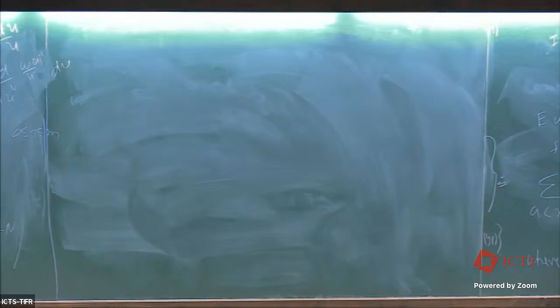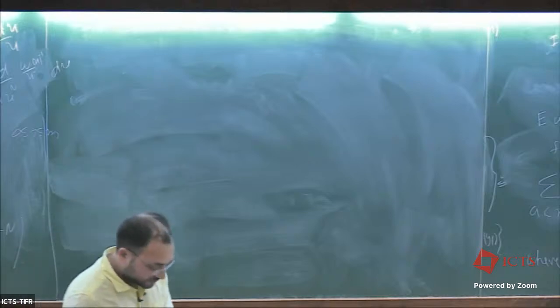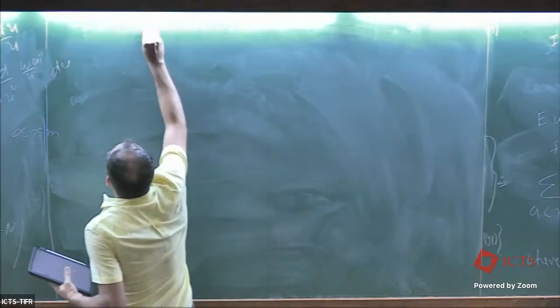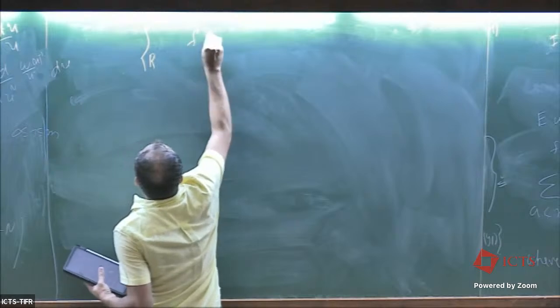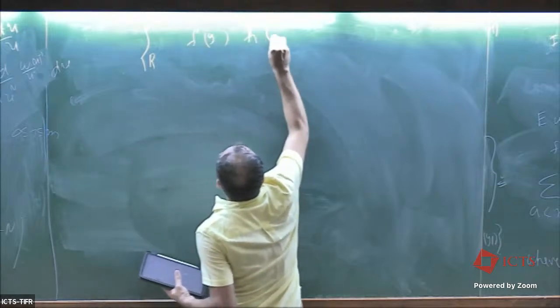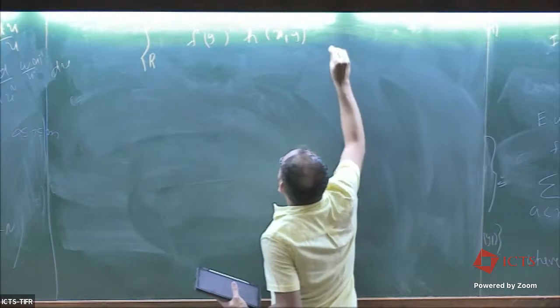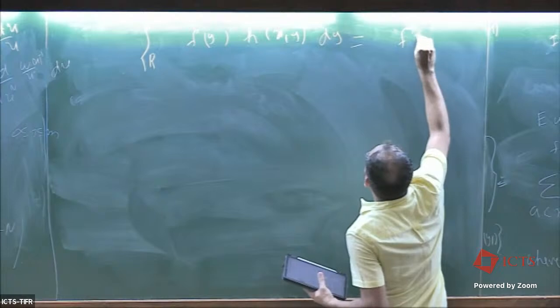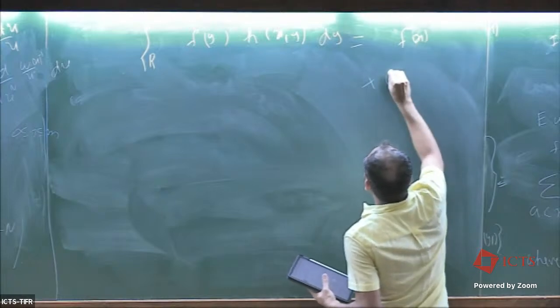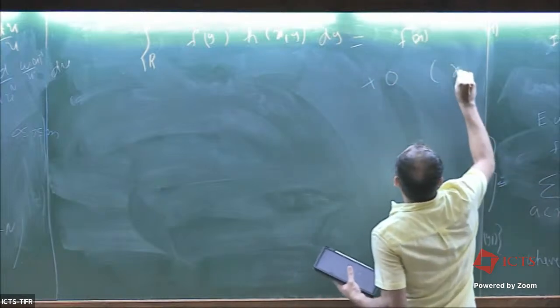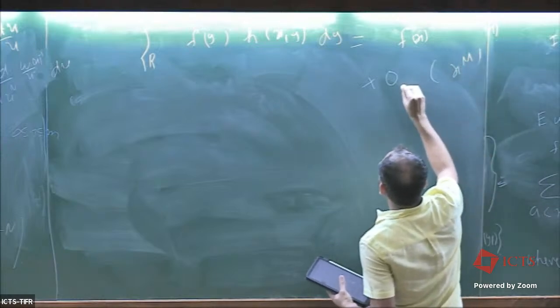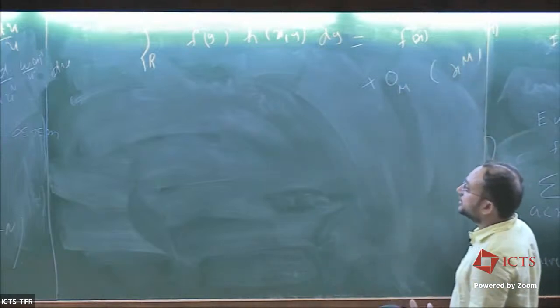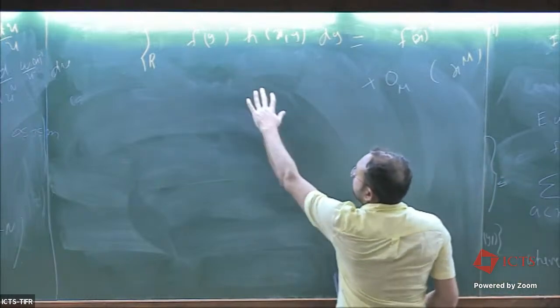And the next thing which we used: if you take the integration over R of f of y, h of x, y with respect to dy, what we will obtain is f of x plus big O of x to the power n. So the integral involving the function h also behaves like 1.